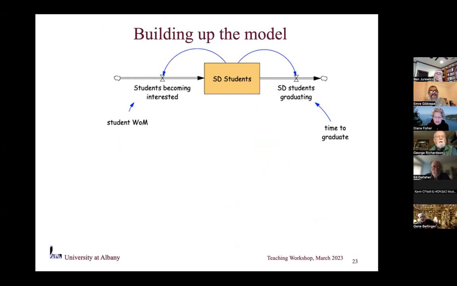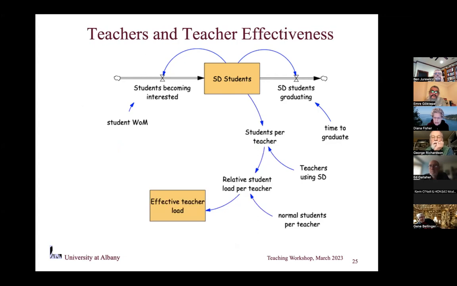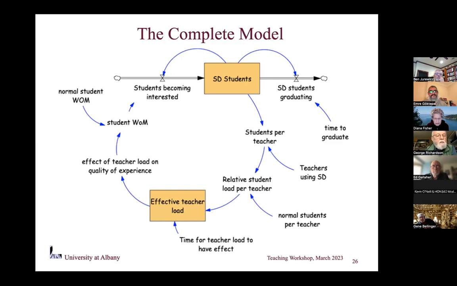Students are becoming interested because other students are talking to them. That's the feedback loop on the left. And students graduating, they leave after a certain amount of time. Students per teacher is pretty obvious. And then I divided it by a normal students per teacher, so that relative student load per teacher is somewhere below 1 or above 1. If it's above 1, there's too many students. If it's below 1, there's fewer than we can get away with. And after a time, that effective teacher load influences the quality of the experience, and that should influence student word of mouth. So we end up with a large feedback loop there that has 2 stocks in it.